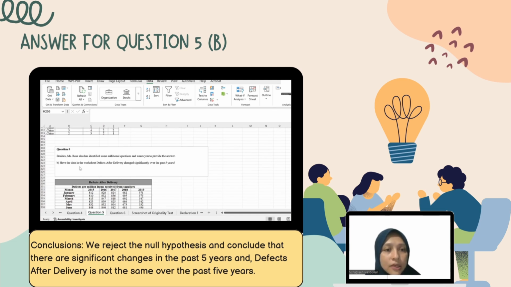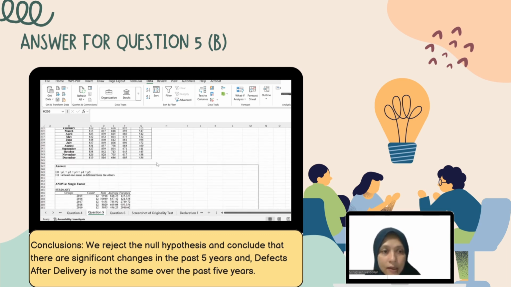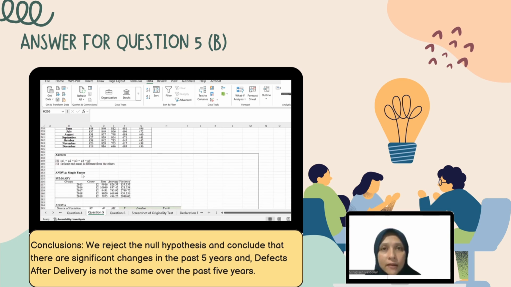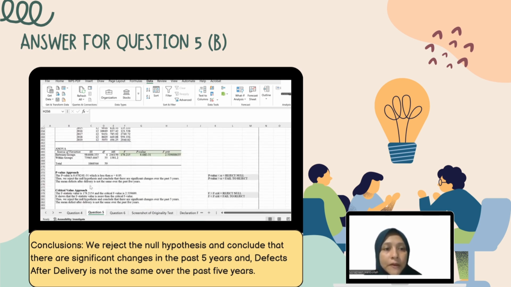Have the data in the worksheet defects after delivery changed significantly over the past 5 years? Same as question A, we use the ANOVA single factor to find the answer. For the p-value approach, the p-value is 8.67824e-31, which is less than alpha 0.05.